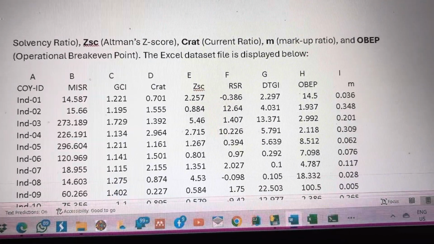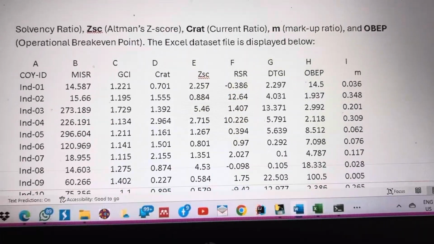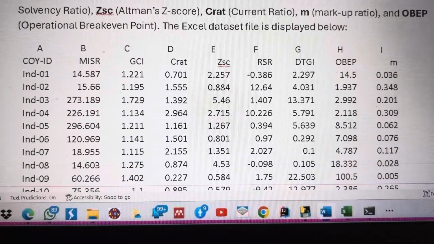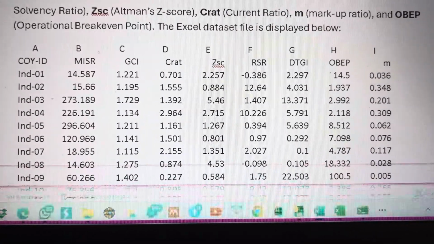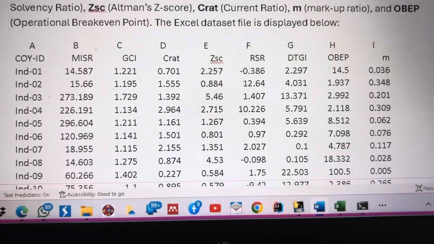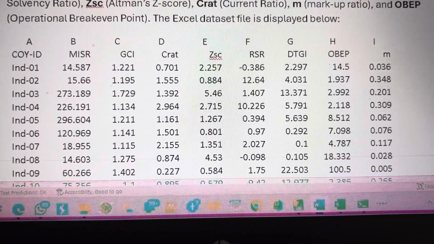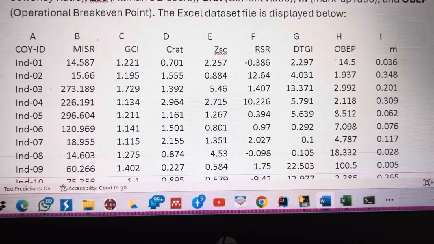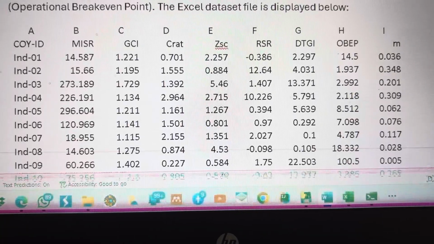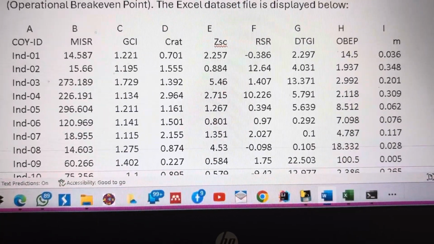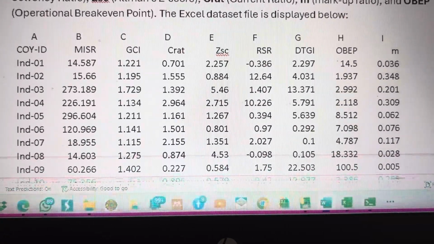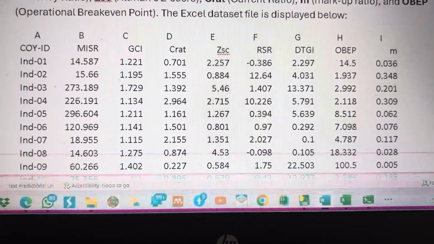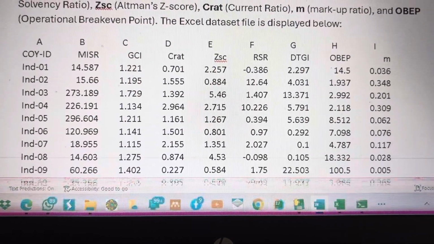So the Excel dataset file is displayed below. Now this is just the Excel dataset file. This is how it is. Now you can see, as before, all the columns labeled A to I house each of the variables. Column A is the identity of each of the observed entities. In this case, we're just using industry 01, industry 202 instead of the names of the company.